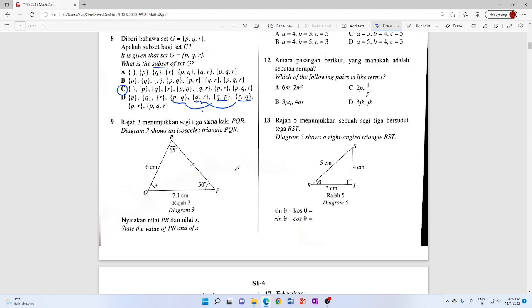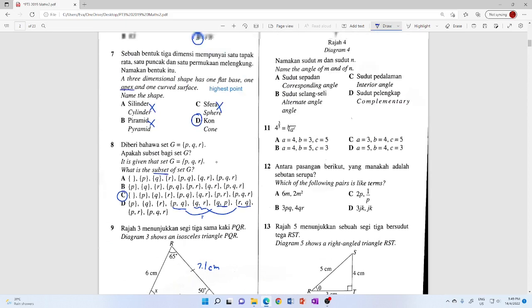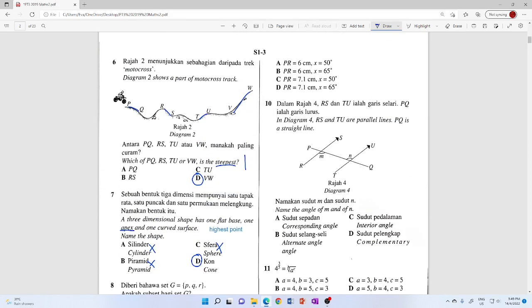For question 9. Diagram 3 shows an isosceles triangle PQR. State the value of PR and x. So value of PR is this, same side as this. So this is 7.1 cm. And what is x? We know that for a triangle, the total angle of triangle is 180. So x is equal to 180 minus 65 minus 50 degrees. And the answer is 65. So the answer is D.